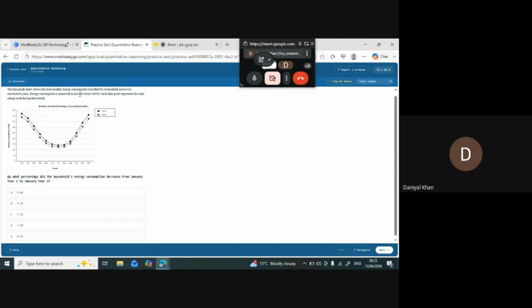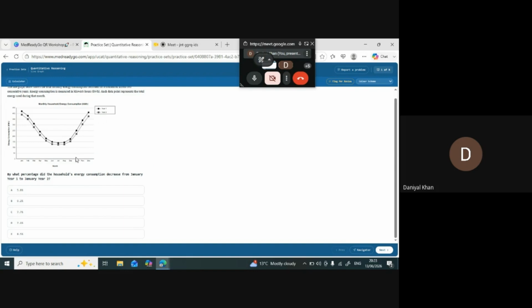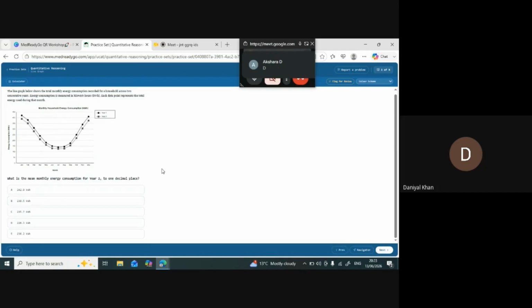The line graph below shows the total monthly energy consumption recorded for a household across 2 consecutive years. Energy consumption is measured in kilowatts per hour. Each data point represents the total energy used during that month. By what percentage did the household energy consumption decrease from January year 1 to January year 2? So you have the key right here. That's year 1, that's year 2. Looking at January, January is right here. So January year 1 is at 425-ish, and over here for year 2 is at 390-ish. You've got D down as your answer. I'll put it down and I'll go next. I'm trusting you on this.